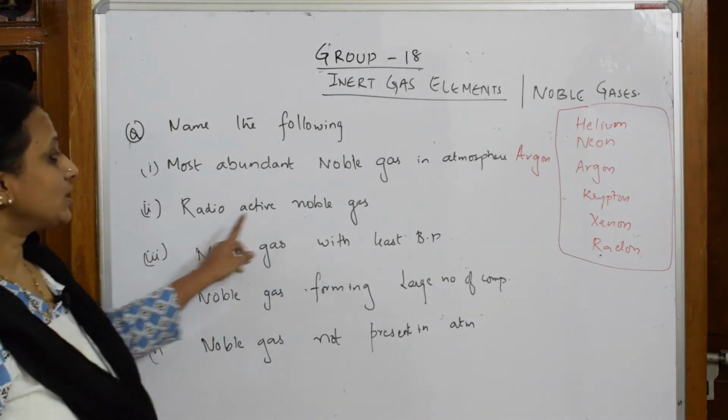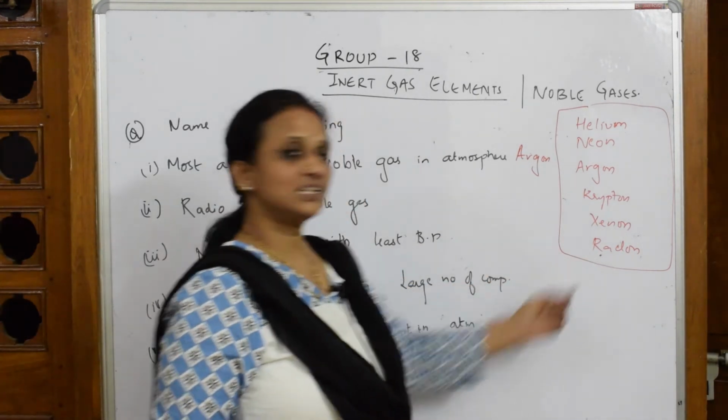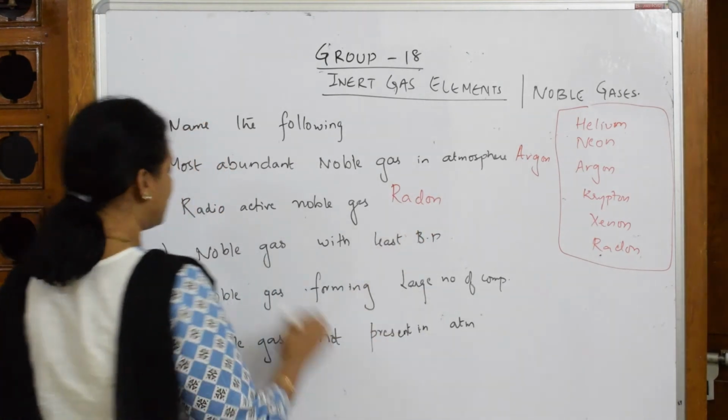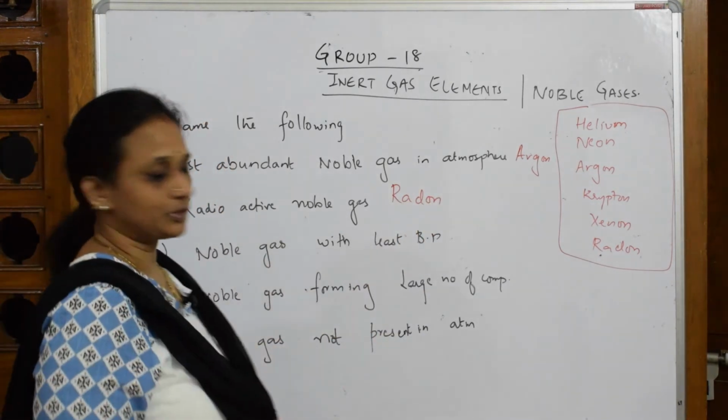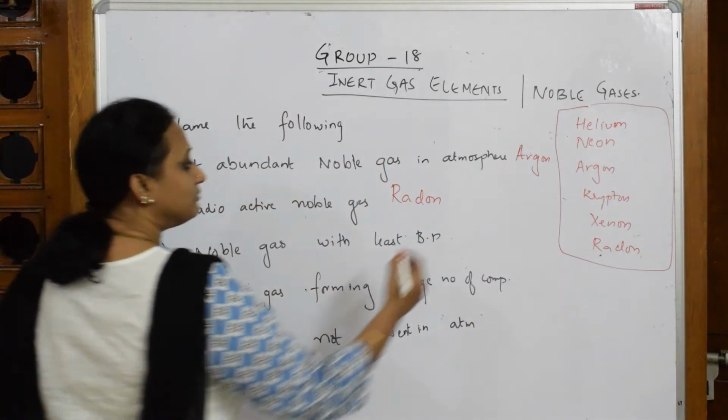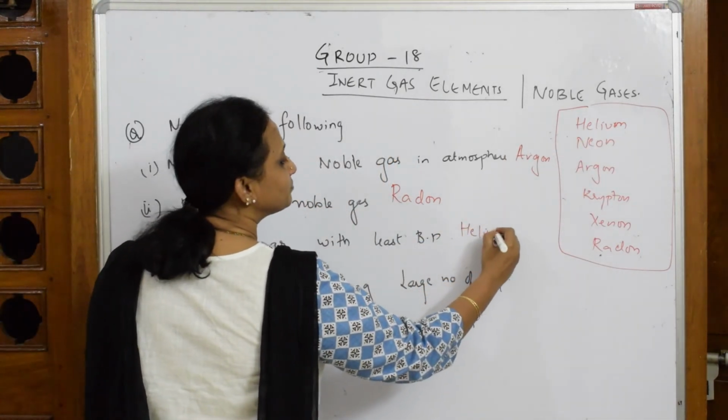Next one, radioactive noble gas. We very well know radon is a radioactive noble gas. Okay, let us write this also, radon. Next, noble gas with least boiling point. Among all these, helium is the noble gas which has the least boiling point. We'll also write the reason for this, helium.